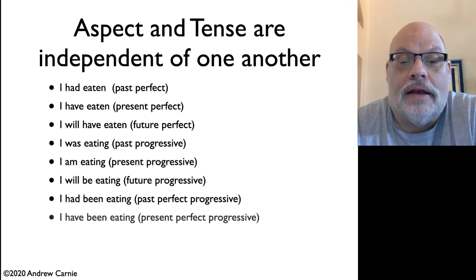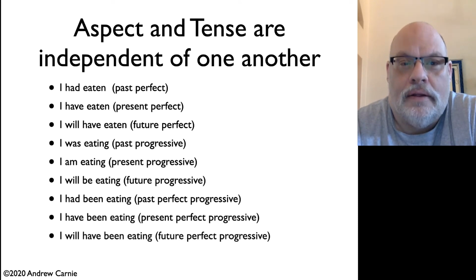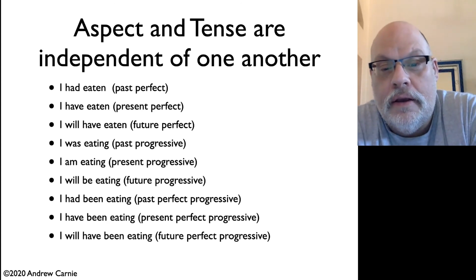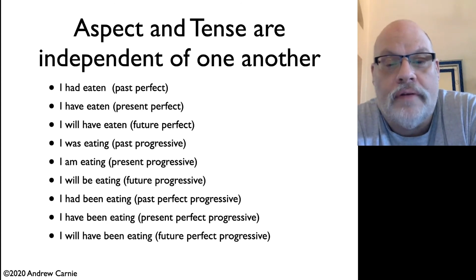And guess what? You can combine the aspects. So you can have I had been eating, that's the past perfect progressive. I have been eating, that's the present perfect progressive. And I will have been eating, which is the future perfect progressive.